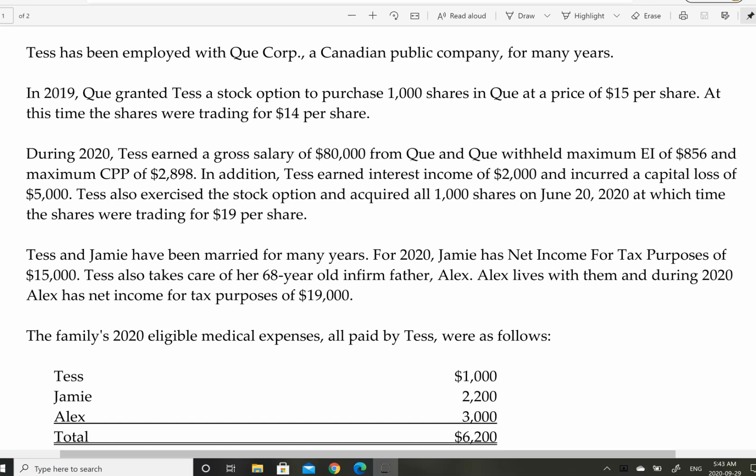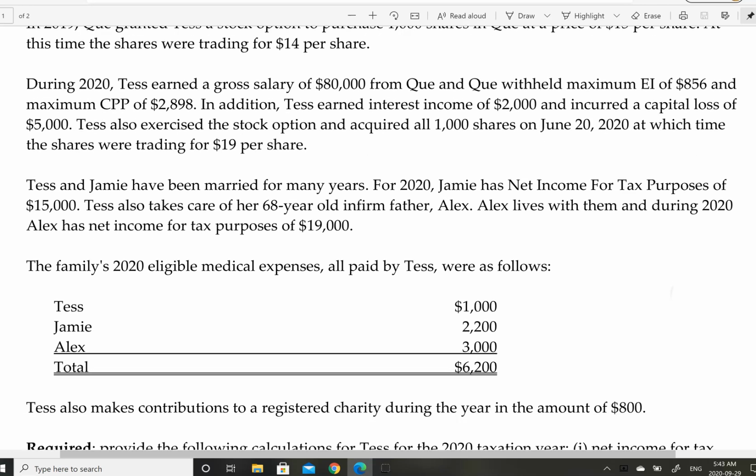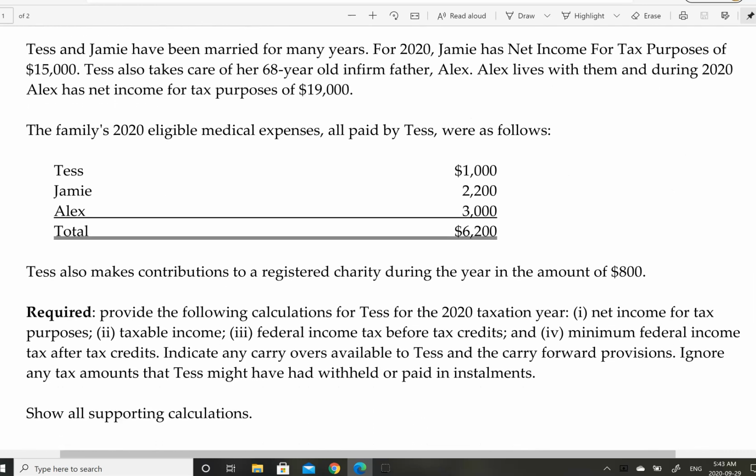Now, there's a little bit more to the question. I'm just going to scroll up now. We scroll up, we're given the rest of the question here, and then we're given the requirements. Now, looking at the requirements, the first thing you're asked to do is calculate net income for tax purposes, then taxable income, federal income tax before tax credits, and then the minimum federal income tax after tax credits, and also indicating any loss carryovers that Tess would have.